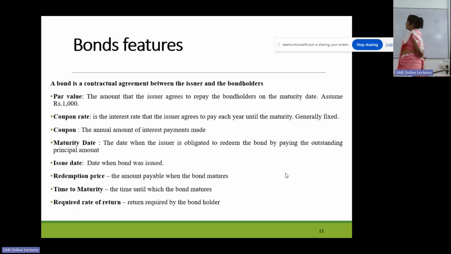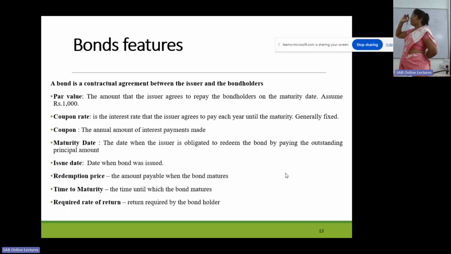100 rupees. Maturity date: the date when the issuer is obligated to redeem the bond by paying the outstanding principal amount. Because the outstanding amount is the face value, that is the maturity date. Five years. In 5 years, this bond will be redeemed. These are the basic characteristics of bonds.